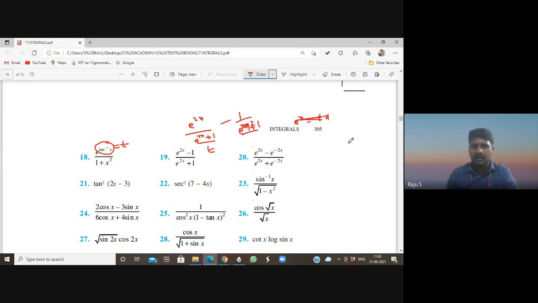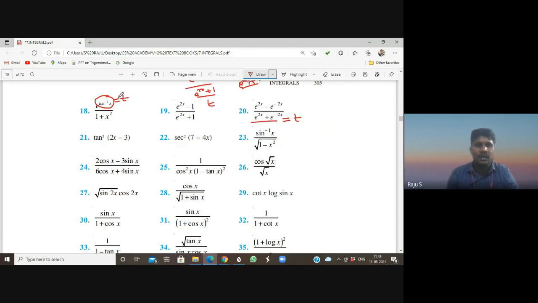The 19th one, here also you can consider the denominator as t directly, e power 2x plus e power minus 2x as t. Here tan square, 2x minus 3 alone you can consider as t, 2x minus 3 is equal to t, like that. Here just 7 minus 4x you can consider as t. Here sine inverse is there, tan inverse is there, cot inverse is there, cos inverse is there. That inverse function alone you can take as t. If tan inverse is there, I'm taking tan inverse as t. If sine inverse is there, you can take sine inverse as t.